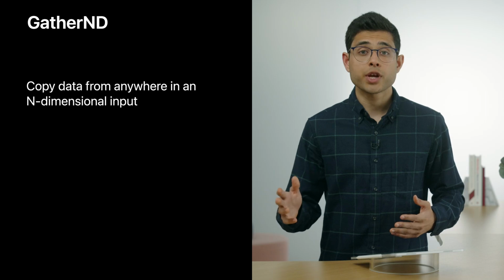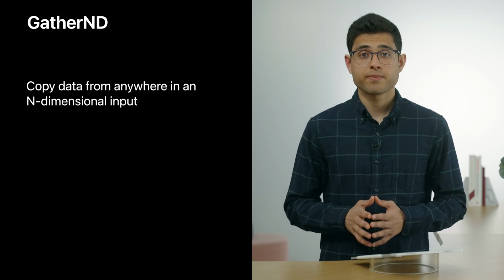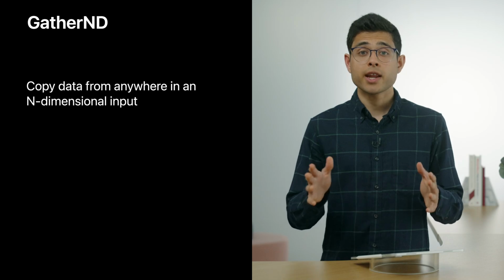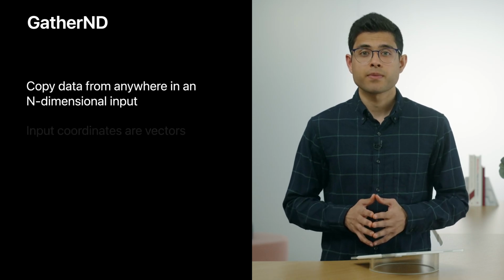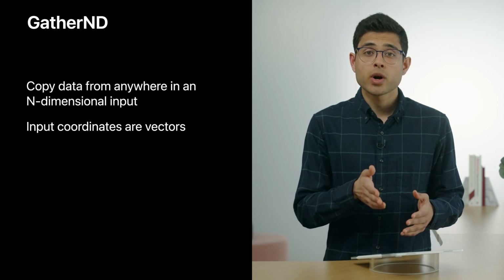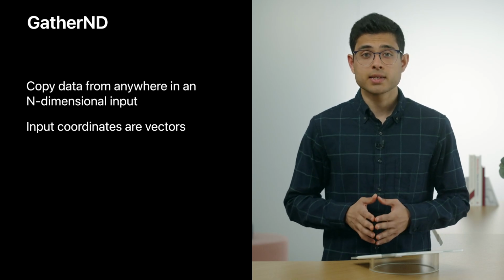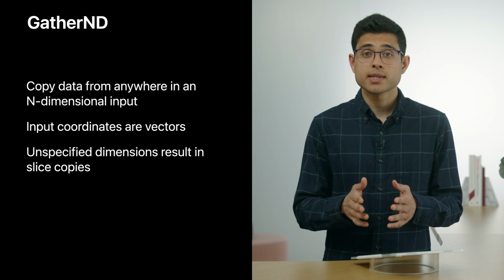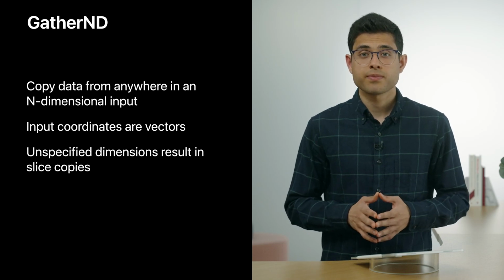GatherND is a powerful extension of the gather operation. While the normal gather supports linear indexing, the GatherND operation enables n-dimensional indexing. This allows for seamless copying of data from anywhere in an n-dimensional input. The input to this operation is a vector of coordinates, and each coordinate can be up to the rank of the input tensor. Any dimensions not specified in the coordinates result in slice copies.